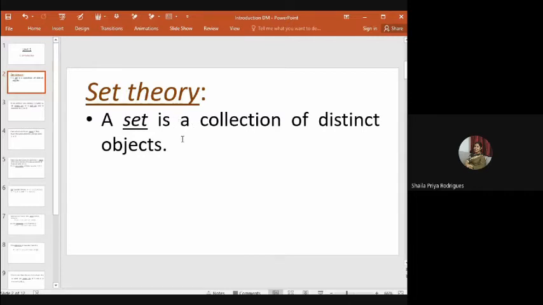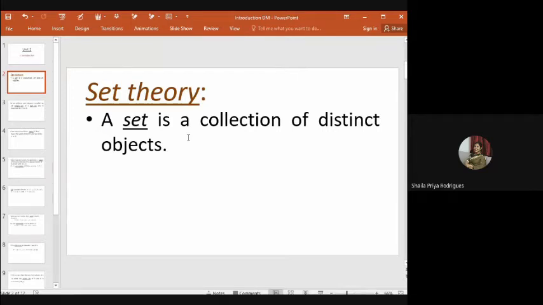So yeah, under set theory, you're going to write the definition of a set now. You can write this. A set is a collection of distinct objects. I'll give you a minute to write. A set is a collection of distinct objects. All right? In earlier classes, you might have studied it as a set is a collection of well-defined objects, right? What do you think is the difference between these two definitions? Is there any significant difference at all?